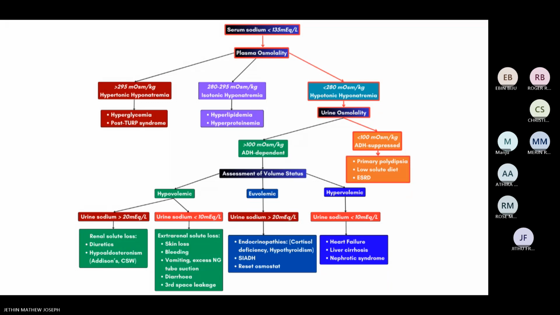Thank you so much, Manju ma'am. So I guess overall, it's really important to make sure a heart failure patient does not have hyponatremia before we start something like spironolactone.